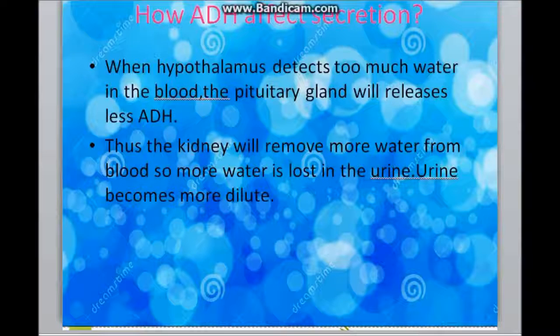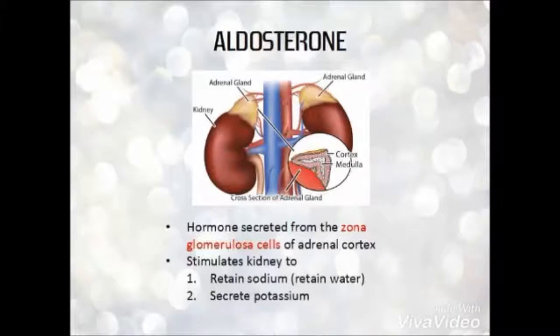How does ADH affect secretion? When the hypothalamus detects too much water in the blood, the pituitary gland will release less ADH. Thus, the kidney will remove more water from the blood. So, more water is lost in the urine, and urine will become more dilute. Aldosterone effect towards reabsorption and secretion.